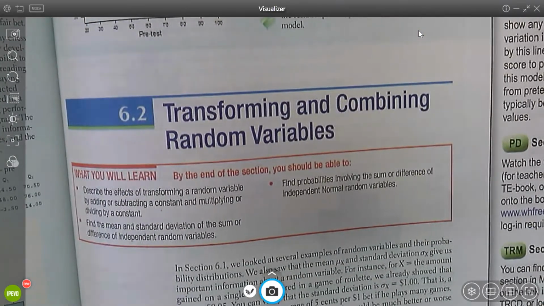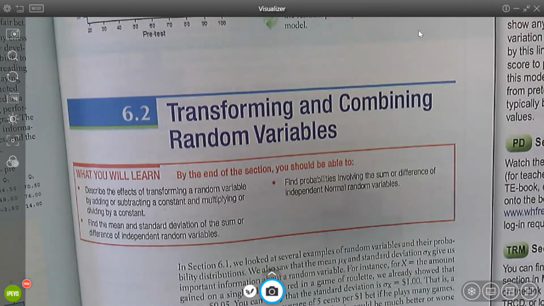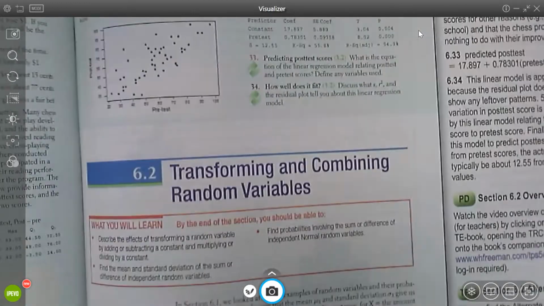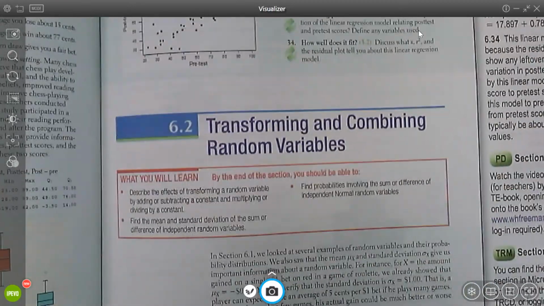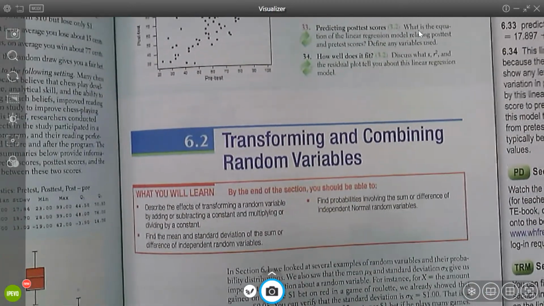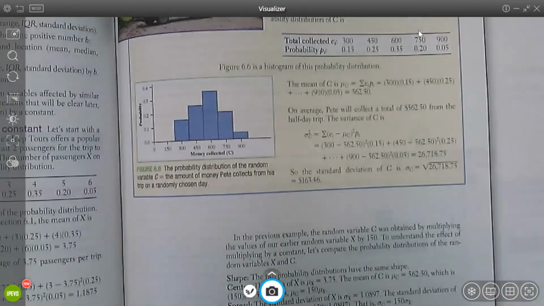Hello. Section 6.2, we're going to cover transforming and combining random variables. We're going to build on the work that we did last section with discrete and continuous random variables. So we're going to talk about rescaling, shifting, and how it affects that.